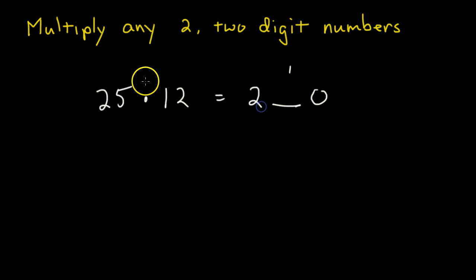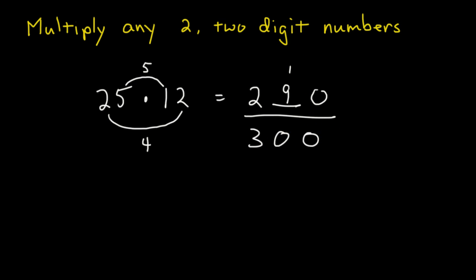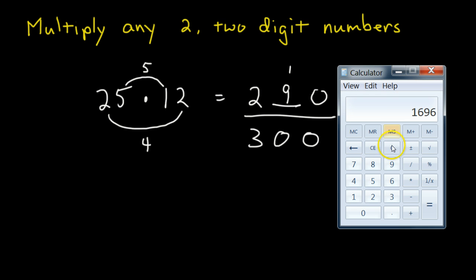2. And then we multiply the 2 inside, the 2 outside, and we add those numbers together. So that's 5 and 4, and that's 9. And so what we end up with, the carry, we're going to fix that, and that's going to be 300. And we can prove that by going to the old calculator, and we get 300.